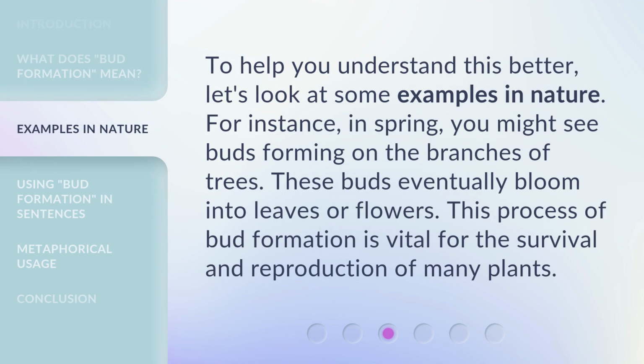To help you understand this better, let's look at some examples in nature. For instance, in spring, you might see buds forming on the branches of trees. These buds eventually bloom into leaves or flowers. This process of bud formation is vital for the survival and reproduction of many plants.